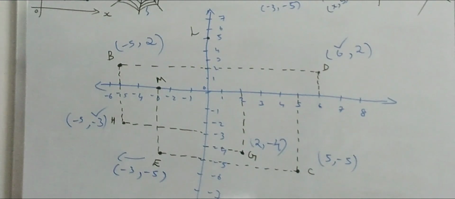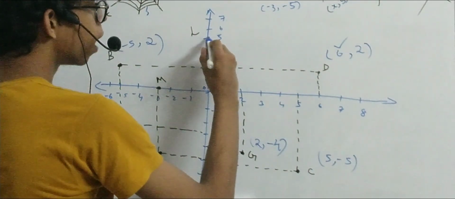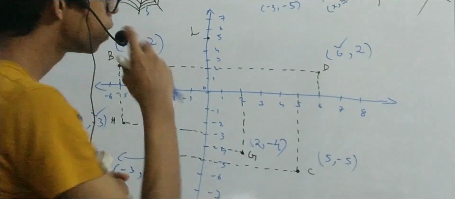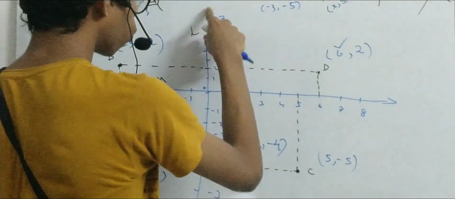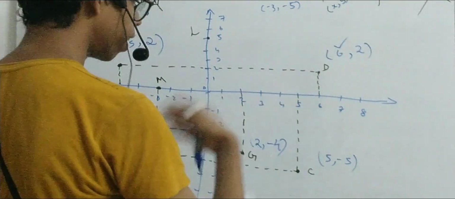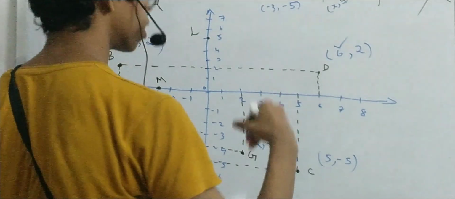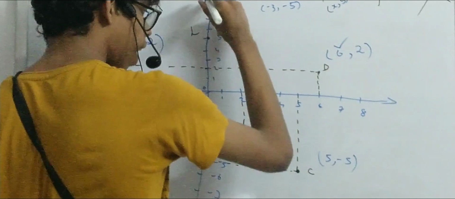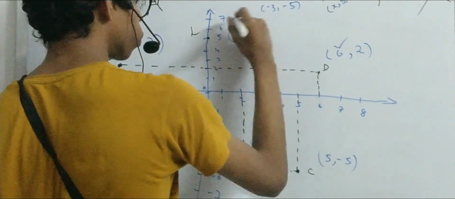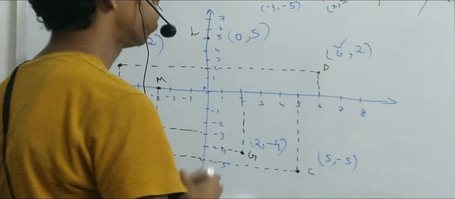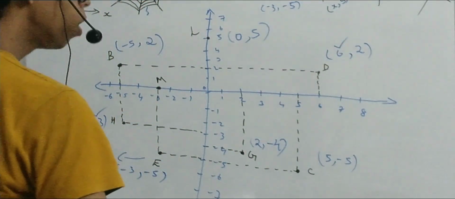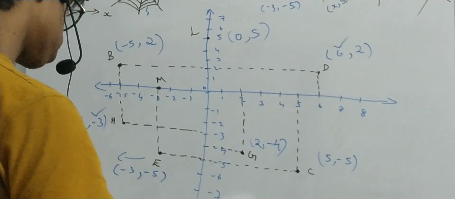Now the seventh one is the coordinates of the point L. We can see the point L lies on this 5. Okay, we did a similar question in our example number 2. Just see over here, this 5 lies only on the y-axis. It does not lie at any other point on the x-axis. So we can say that the x-coordinate will be 0, and since this point 5 lies on the y-axis, we put a 5 over here. So 0, 5 will be the coordinates of the point L. Okay, I hope it is clear.